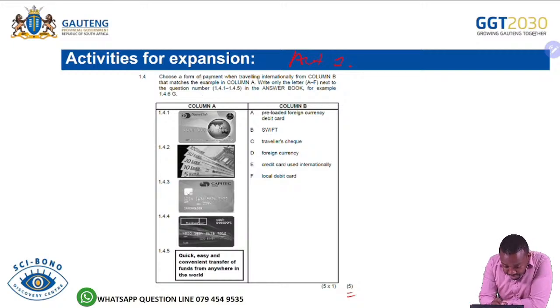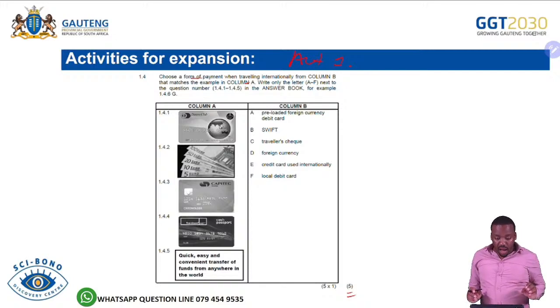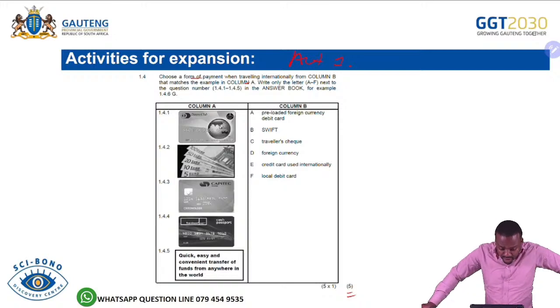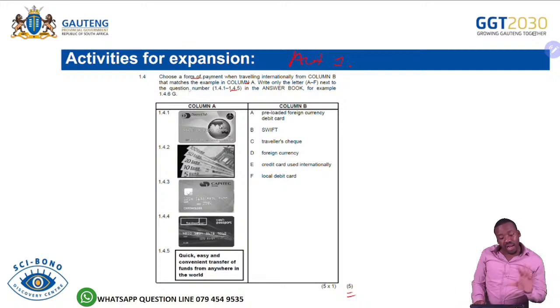Choose a form of payment when traveling internationally from column B that matches the examples in column A. Do you see why I had to give you those pictures earlier? It is because of this one. Then the examiner continues to say, write only the letter A to F next to question number 1.4.1 to 1.4.5, for example, 1.4.6 G.